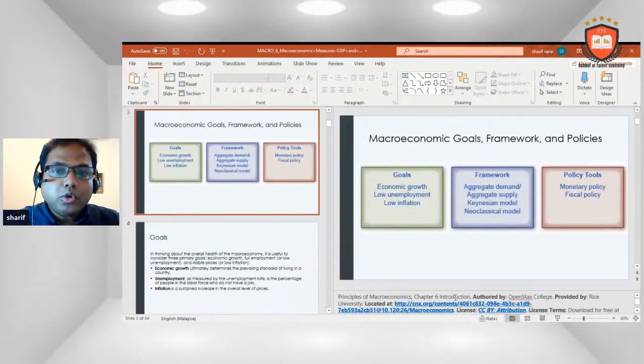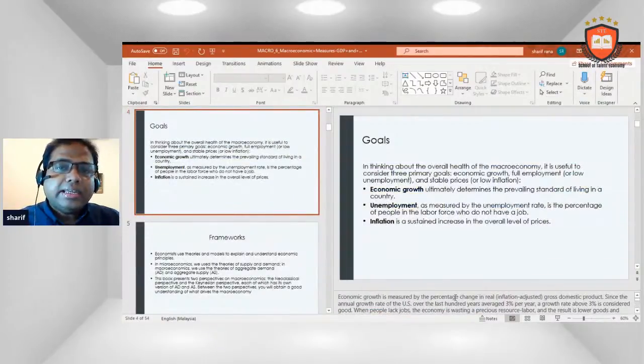Goals: economic growth, low unemployment, low inflation. Framework: aggregate demand and aggregate supply, Keynesian models, neoclassical models. Policy tools: monetary policy and fiscal policy. In thinking about the overall health of the macroeconomy, it is useful to consider three primary goals: economic growth, full employment or low unemployment, and stable prices or low inflation.